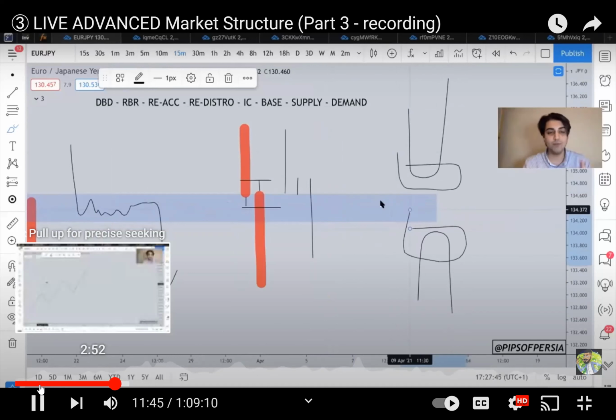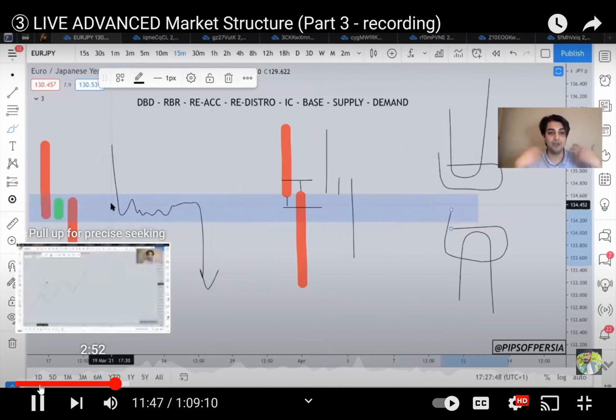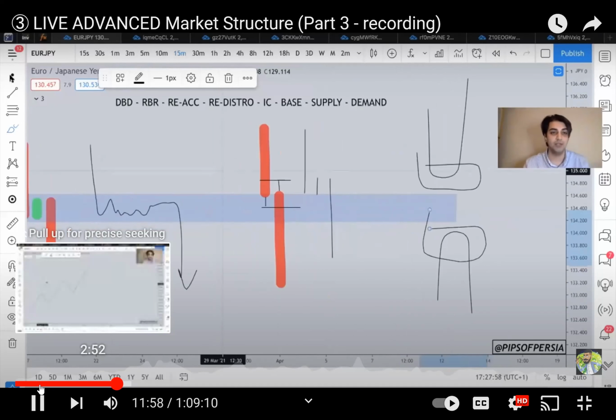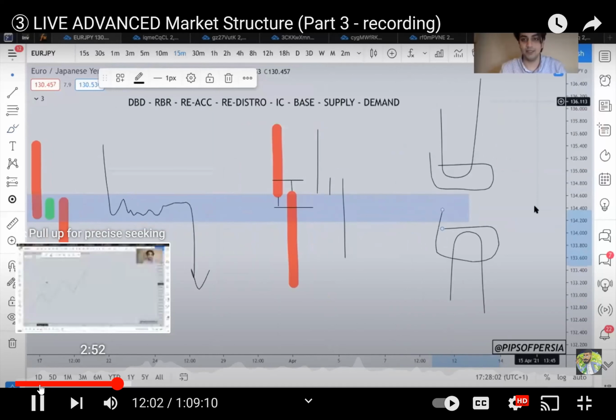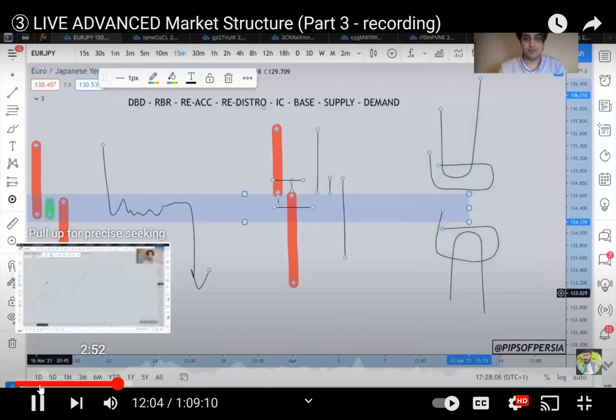Now, when we spoke earlier about a new supply and why that supply is important, this is where I'm going to start to speak a little bit more about entries and how we actually go ahead and take entries using supply and demand and using drop-based drops and rally-based rallies. Okay, now let's go ahead and get rid of this.